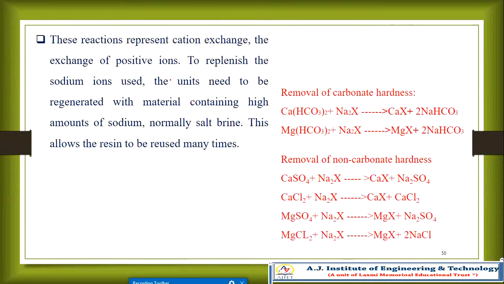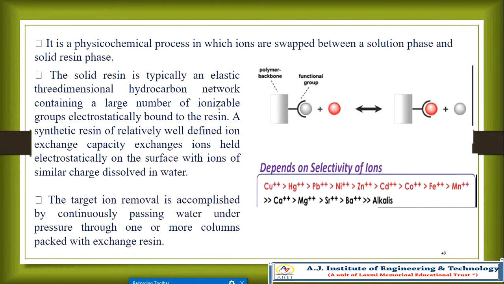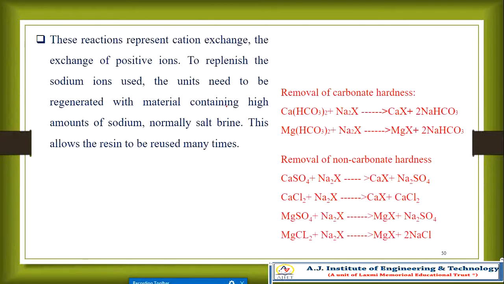As I said, these chemical reactions represent the cation exchange, the exchange of positive ions. To replenish the sodium ions used, the units need to be regenerated with a material containing high amounts of sodium, normally salt brine. This allows the resin to be reused many times.